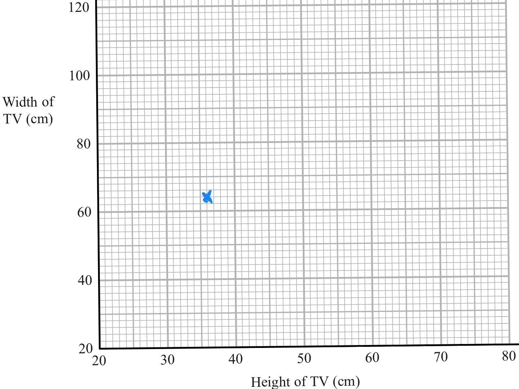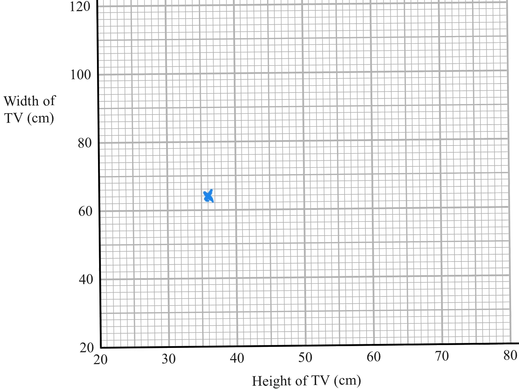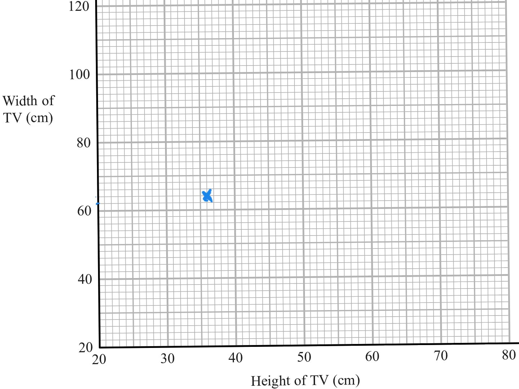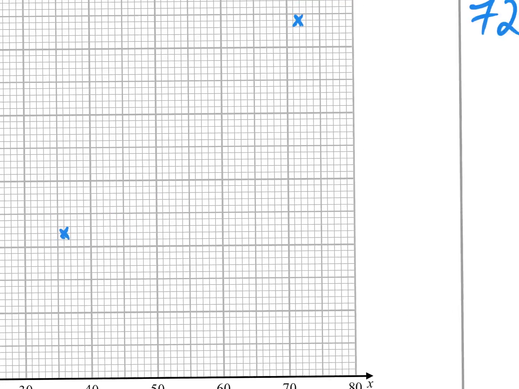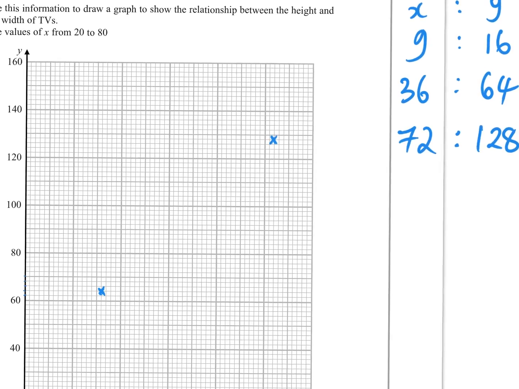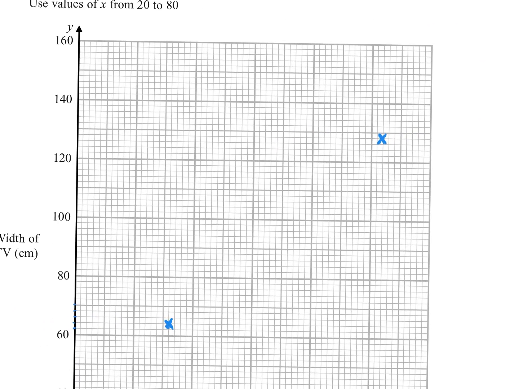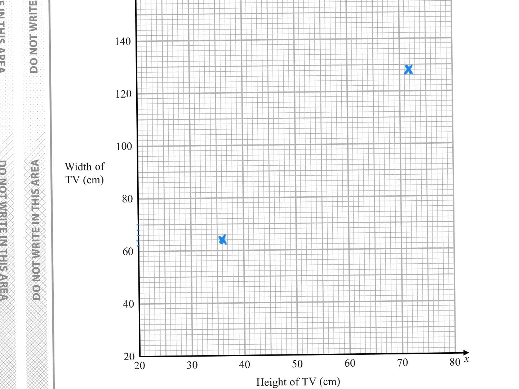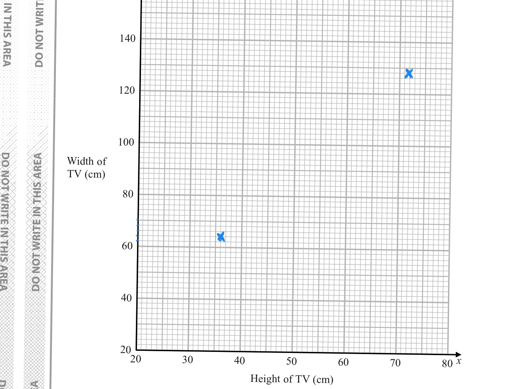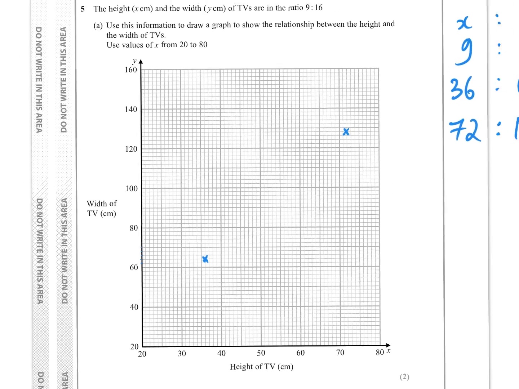So 36, 64, yeah, because that goes up in twos, don't forget here. 62, 64, 66, 68, and then the other one, 72 along, and then 128, so nearly 130, yeah, that should be fine. I'm then going to draw my line straight through there, so I don't want to mess this up.